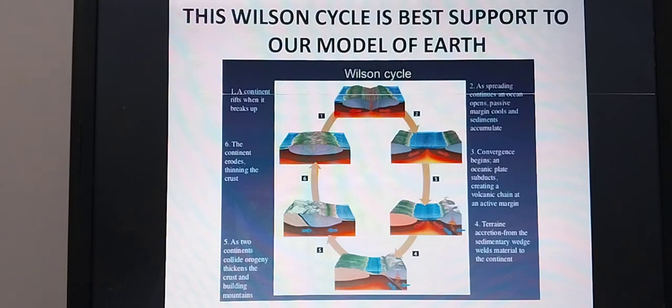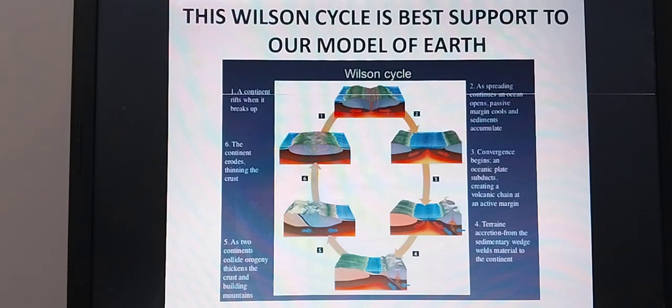So, the Wilson cycle: a continent rifts, breaks up, and then as the spreading continues the ocean opens, the passive margin cools and sediments accumulate. Convergence begins and an oceanic plate subducts, creating a volcanic chain at the active margin.